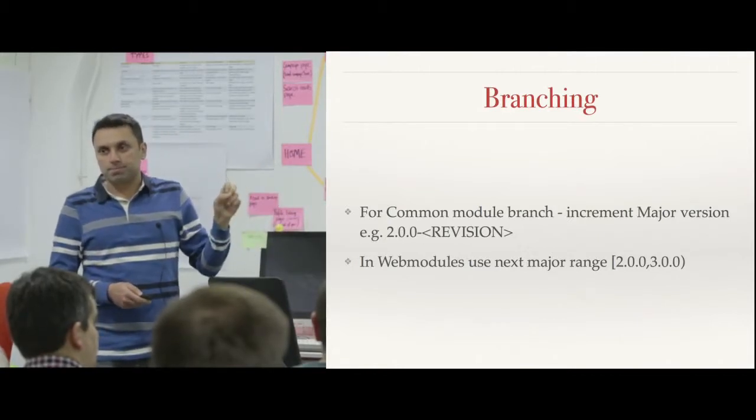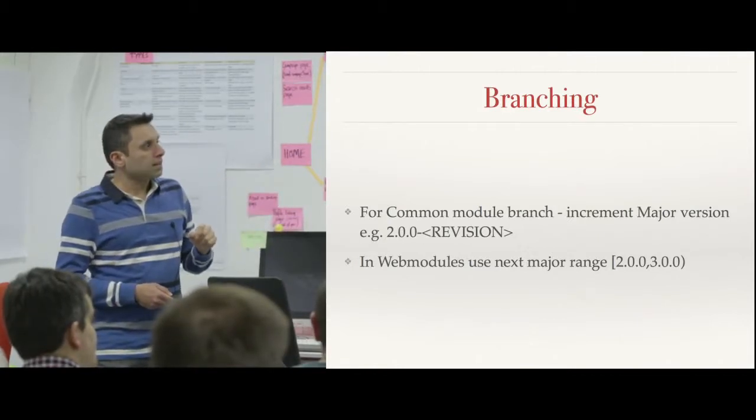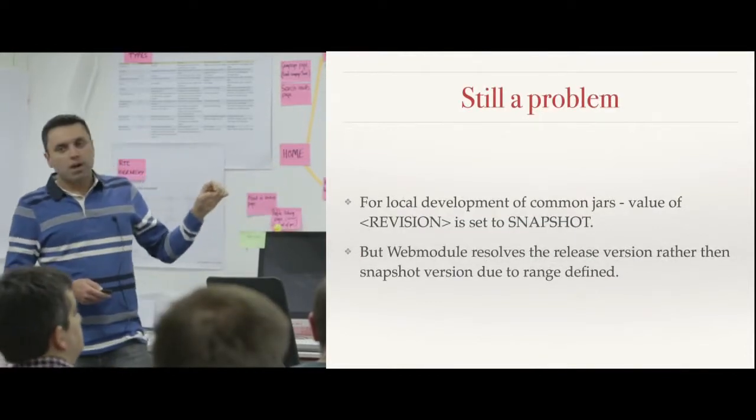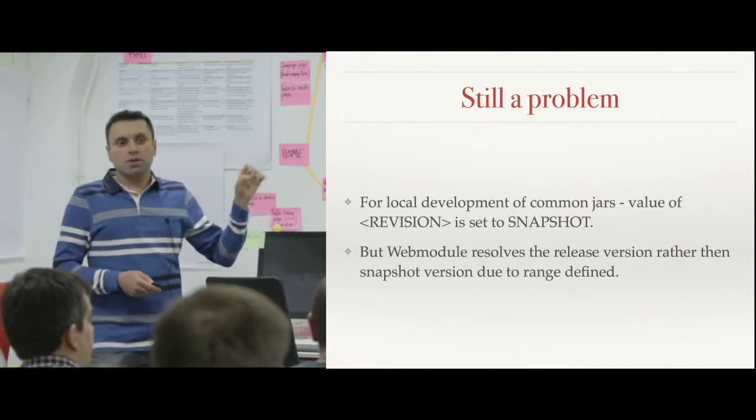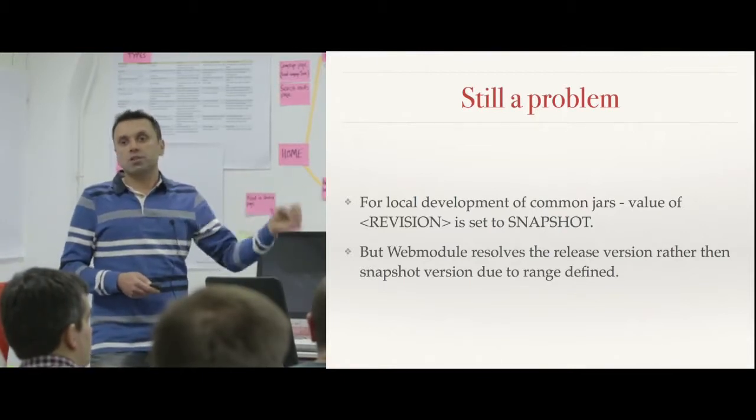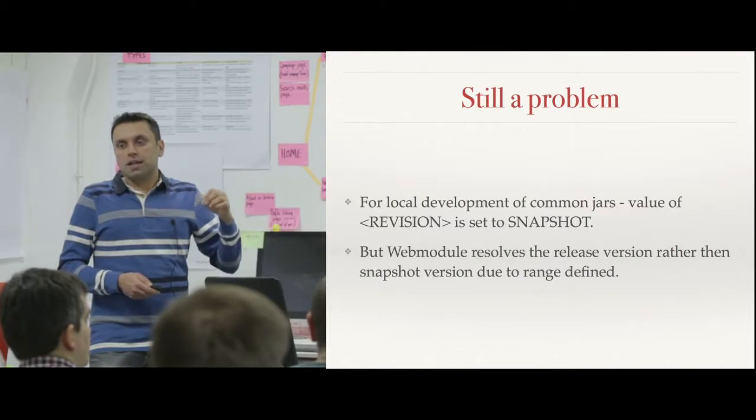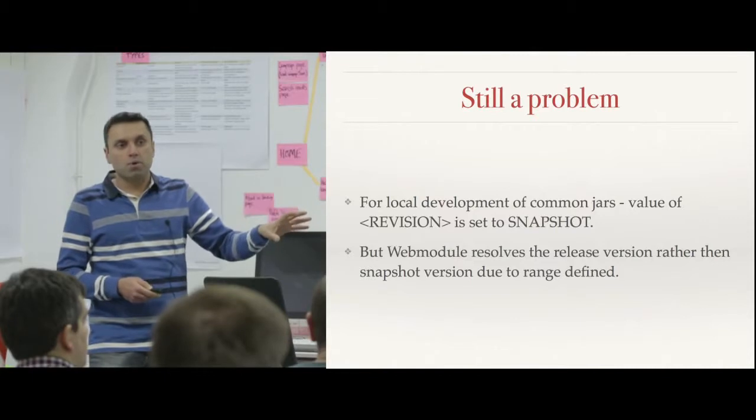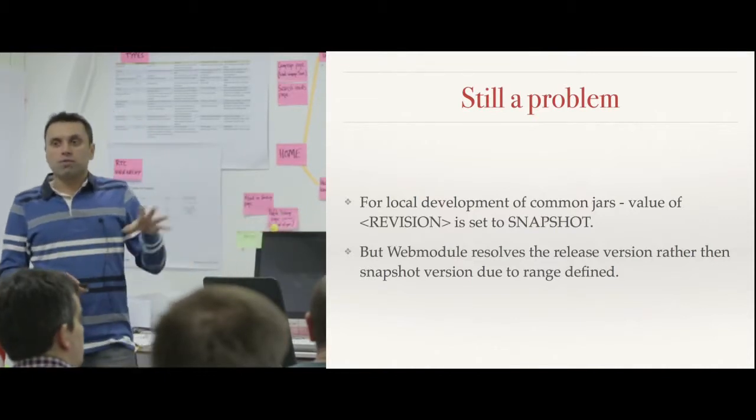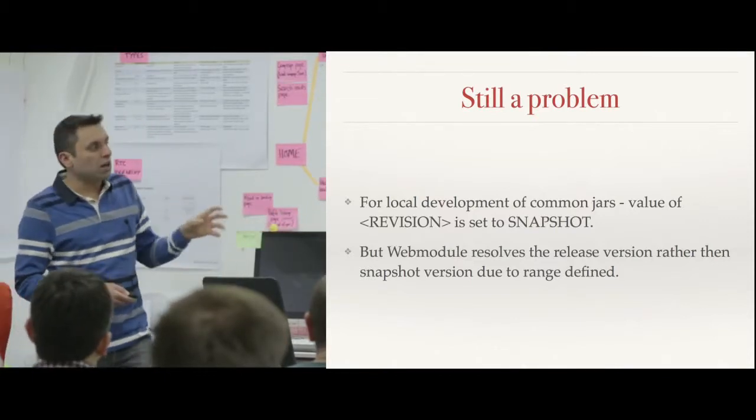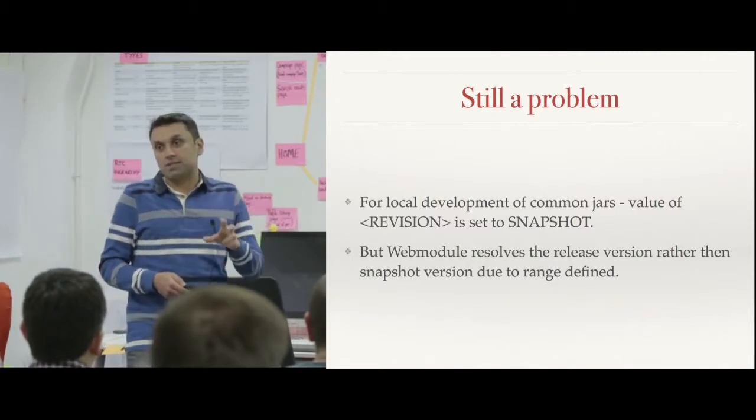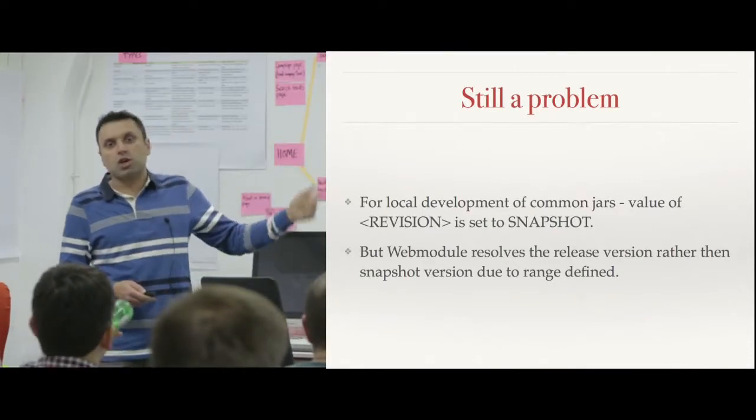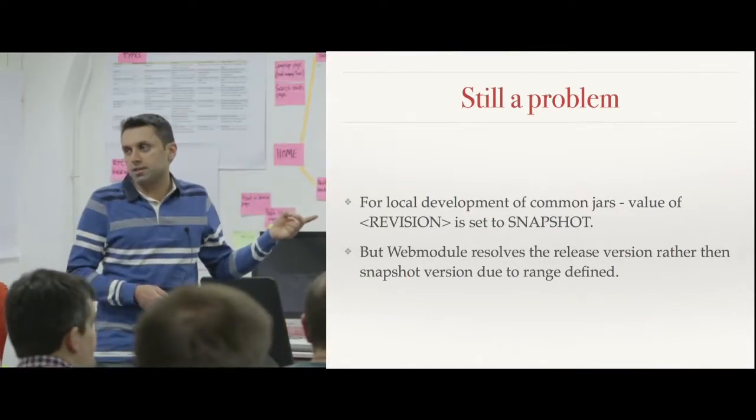We still have a slight problem with this solution, whereby for local development, where a developer is making a change to the common jar file, if he produces a snapshot build out of that and publishes to his local repo, and he wants to do further integration testing by using that jar file in the web module that he is developing himself, then that dependency is not going to resolve to the snapshot jar because there is a release jar available.